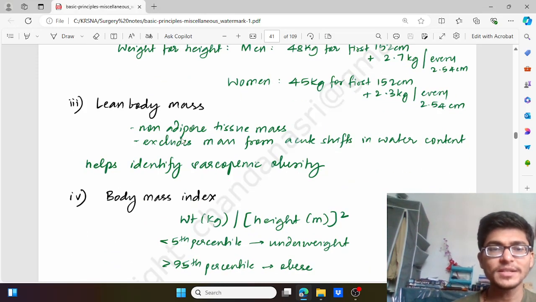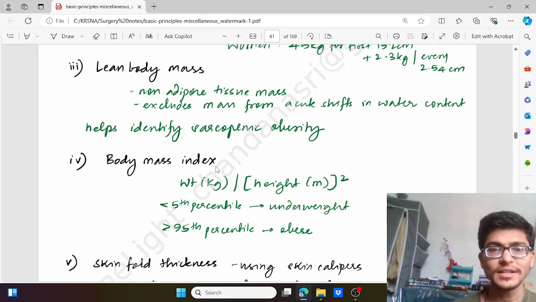Third is the lean body mass, which is the non-adipose tissue mass. It excludes mass from acute shifts in the water content and helps in identifying obesity.